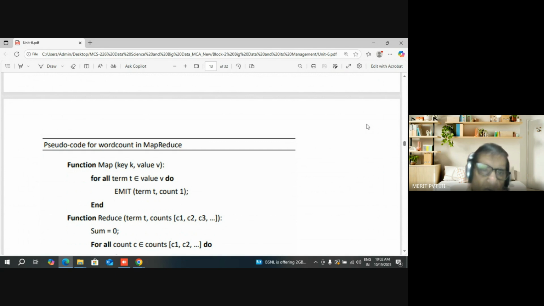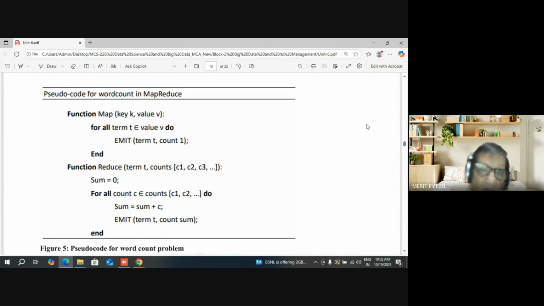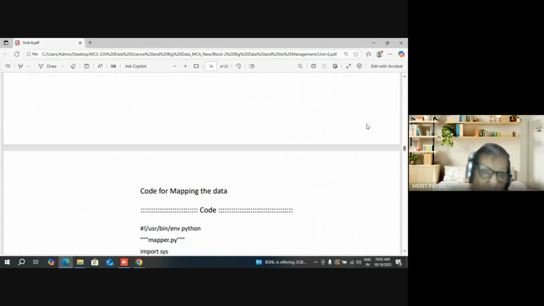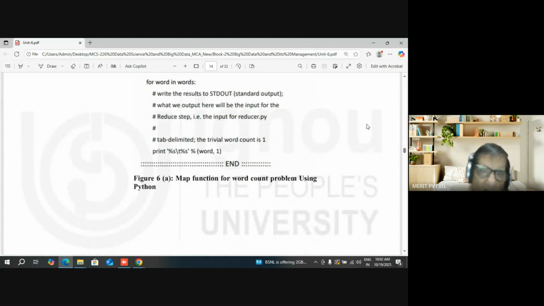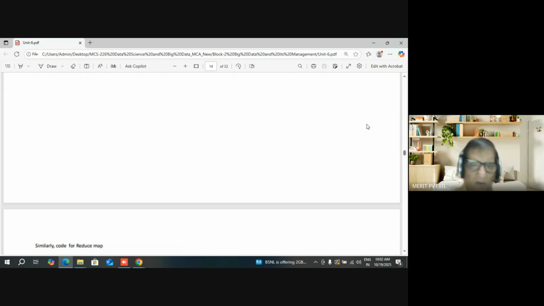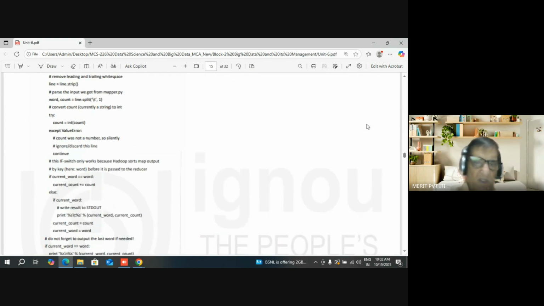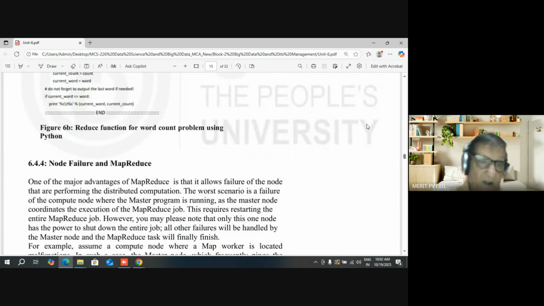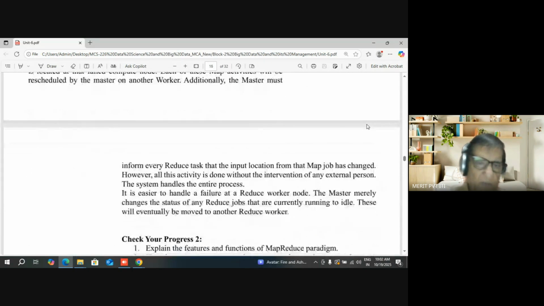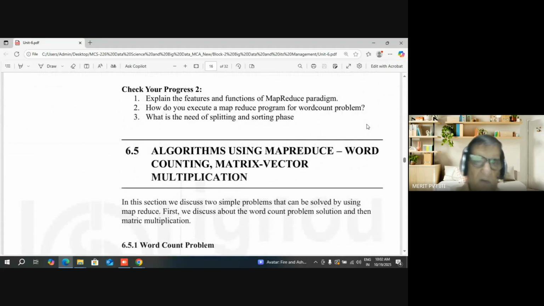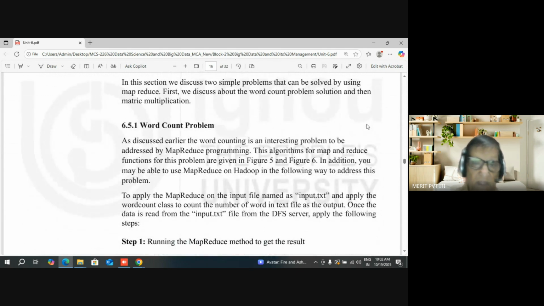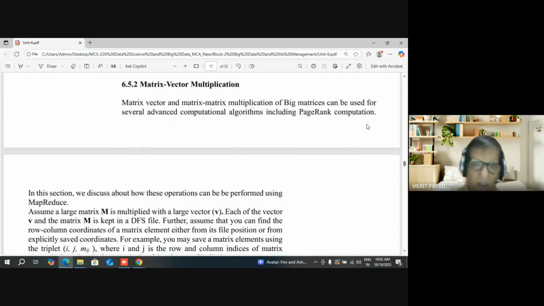This is the pseudo code for word count in MapReduce. Reduce phase execution, इसमें भी program है. So all these are given in the software so that you can see it very clearly. What are the node failure, MapReduce, कोई program दिया हुआ है. So algorithm using MapReduce, word counting, matrix vector multiplication, इसमें भी सारा program दिए हुए हैं.